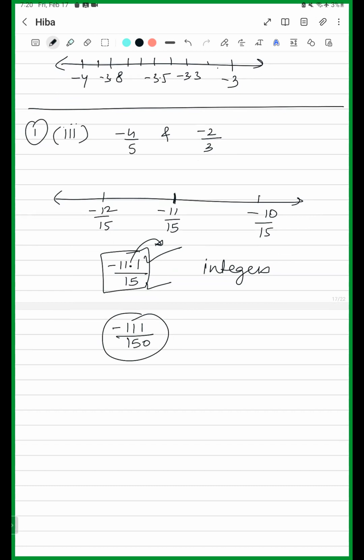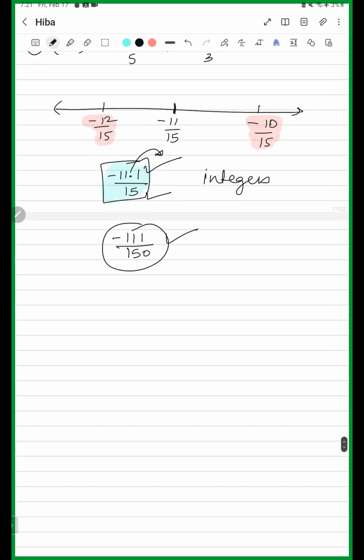So what will be the 4 rational numbers between -12 and -10? They're not going to be just 4 rational numbers, Hiba. You can have an infinite number of rational numbers between them. An infinite number. You said this, which is also fine. One more way of doing this. Your method is not wrong. This is perfectly fine.